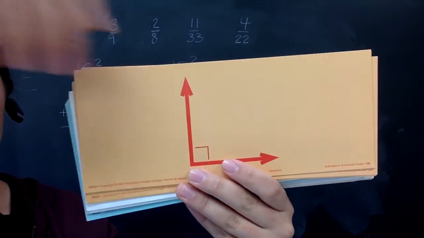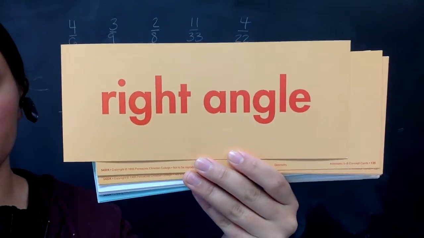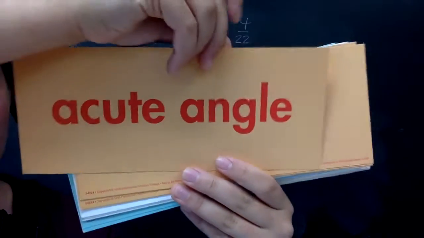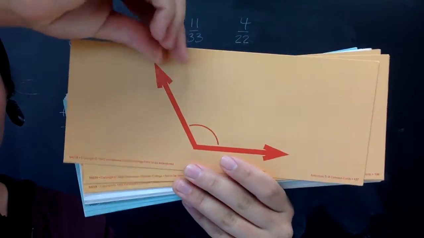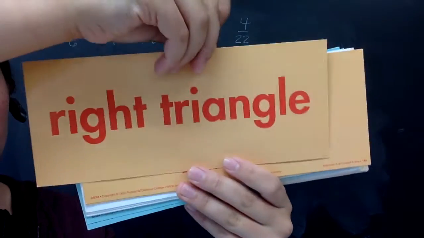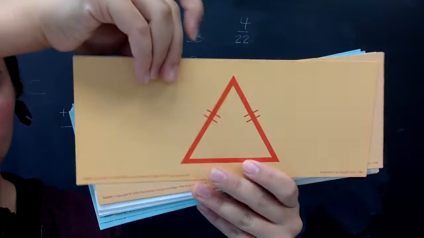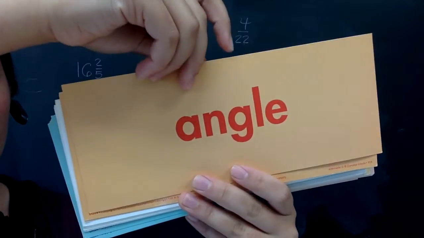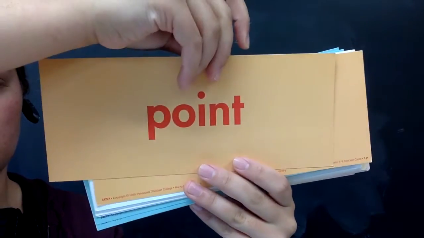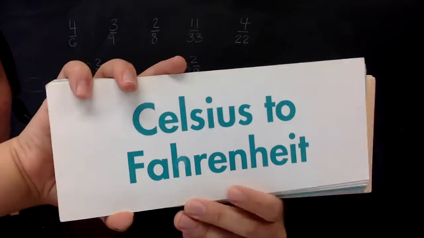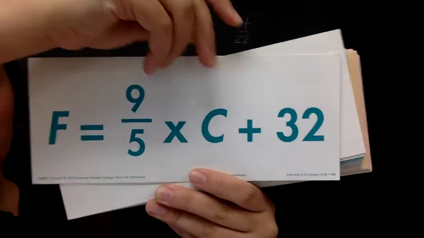Congruent angles, right angle, acute angle, obtuse angle, straight angle, right triangle, isosceles triangle, angle, point, equilateral triangle.